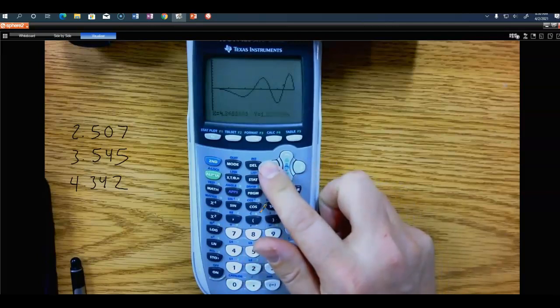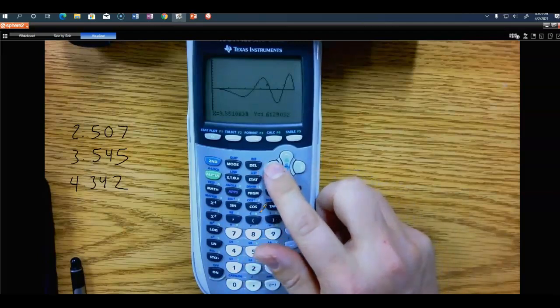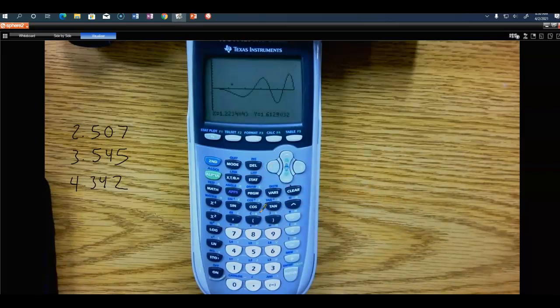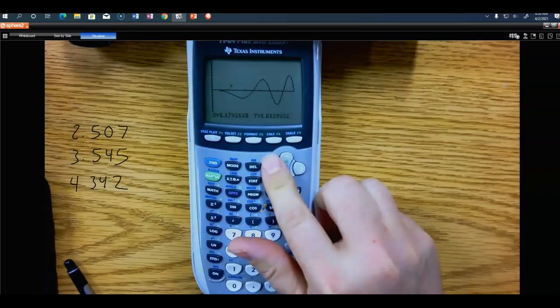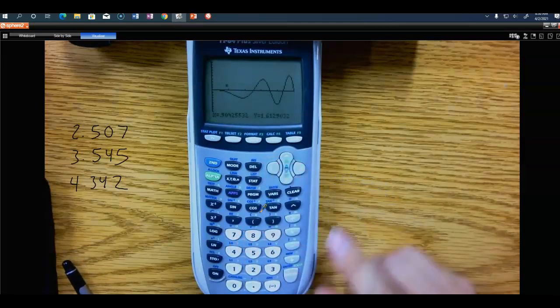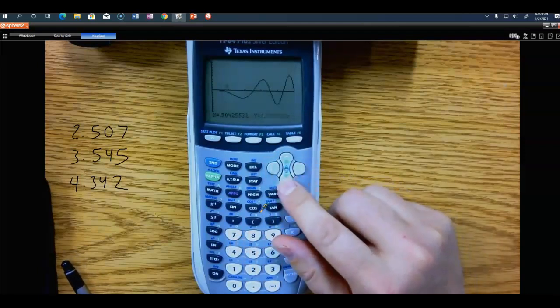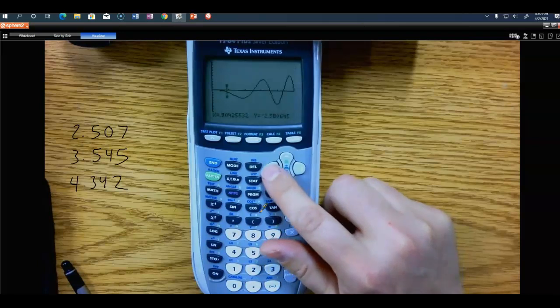What we do when you have zoom boxes is you're going to scroll your cursor all the way over to the place that you want to zoom in on. And what I want to do is I want to zoom in on this area right here and see if it's actually crossing the x-axis. So I'm going to get closer to that and push enter. And as soon as you do that, whatever direction you go, it starts tracing out a box around it.